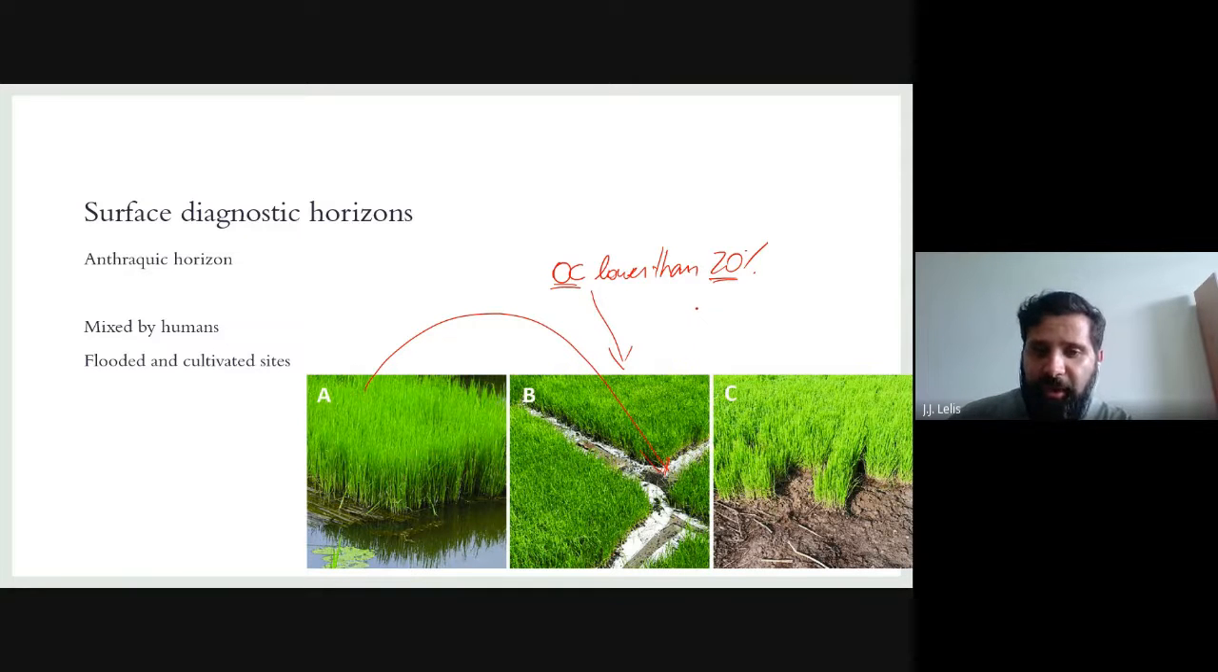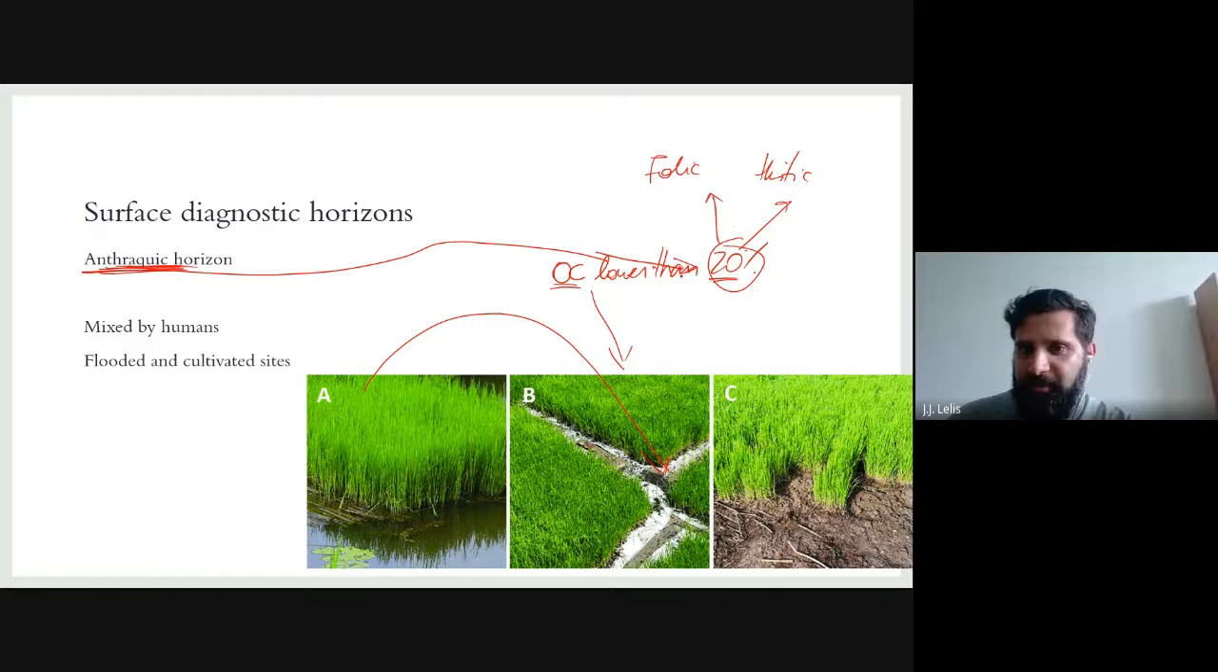The organic carbon here could be high, but it's lower than 20. Because if I found a horizon that presents an equal or higher content of organic matter, I should describe it as a folic or a histic horizon, okay? So here the anthropic horizon should present organic carbon lower than 20%.